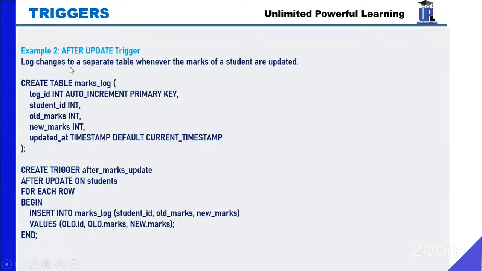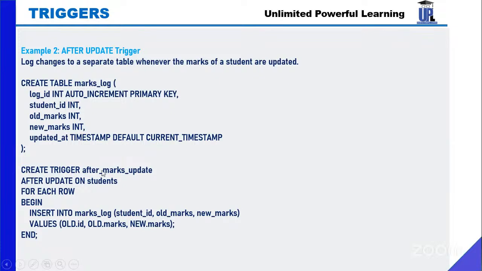Similarly, if we want to do an update trigger, log changes to a separate table whenever the marks of students are updated. So whenever the student marks are modified, I want to keep track of that, and I may create one more table. Example here, create table marks_log. It has log ID, student ID, old marks, new marks, and updated at, which is the current timestamp. So that means whenever the marks are updated, automatically this table will be affected.